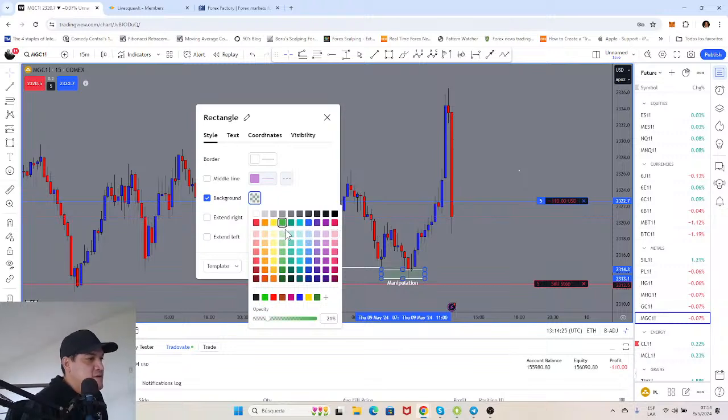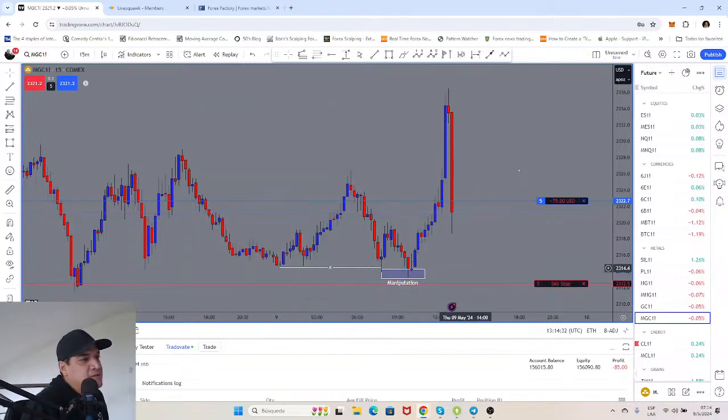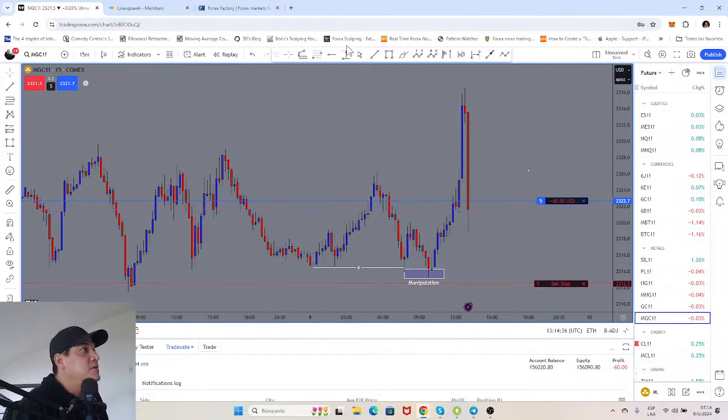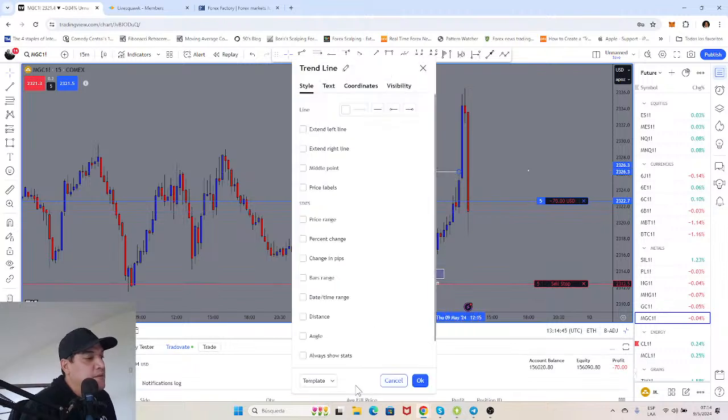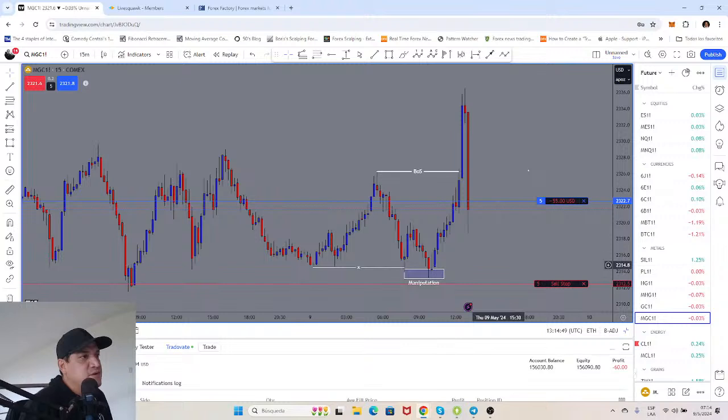All right. I'm just choosing my colors. Yeah, blue is okay. All right, so we got the manipulation here, right? And we had that buy side liquidity. We just broke above it, right? So we had that break of structure here.